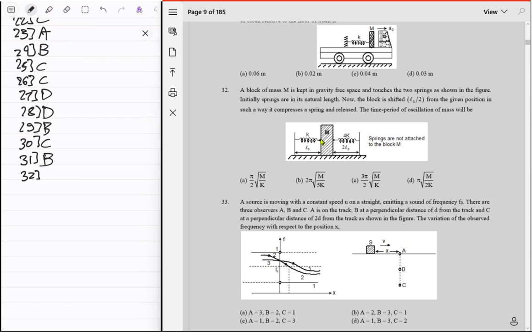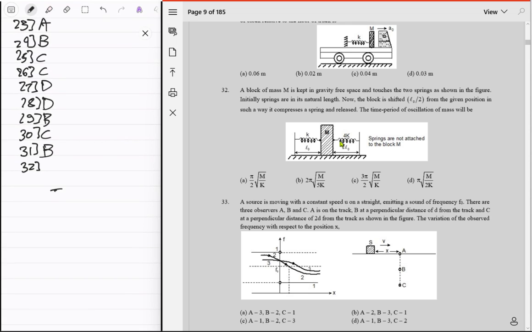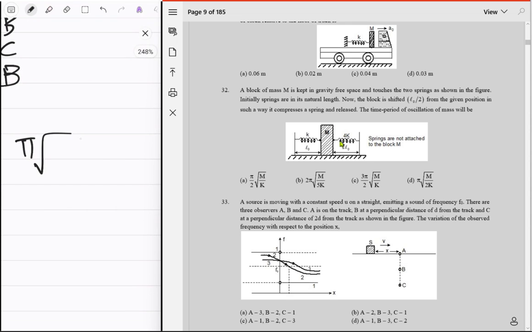Right, so first of all, it doesn't matter कि तुमने कैसे compress किया, because in the end it's just doing SHM and that's what matters. पहले तो ये ऐसा oscillation होने वाला है, फिर बाद में ऐसा. So pi upon omega, pi square root of क्या होता है, k upon m is omega square, so square root of m upon k. तो इसमें k है, right?